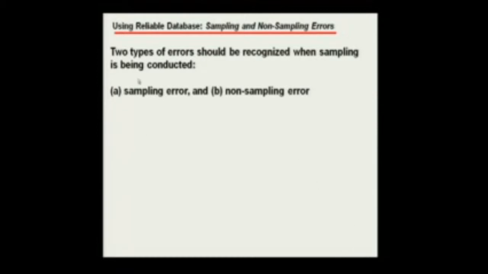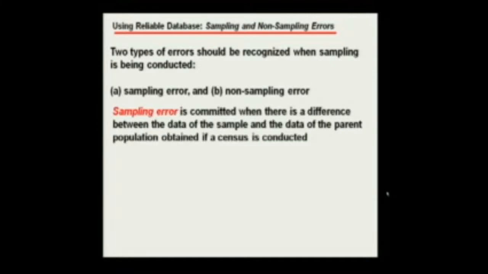As I just said, there are two types of errors: sampling error and non-sampling error. A sampling error is committed when there is a difference between the data of the sample and the data of the parent population, leading to a difference between the mean of the sample and the mean of the population. When we speak of the data of the population, we're talking about the data of a population obtained if a census is conducted. And as you know, this is sometimes practical and sometimes impractical to cover the whole population.